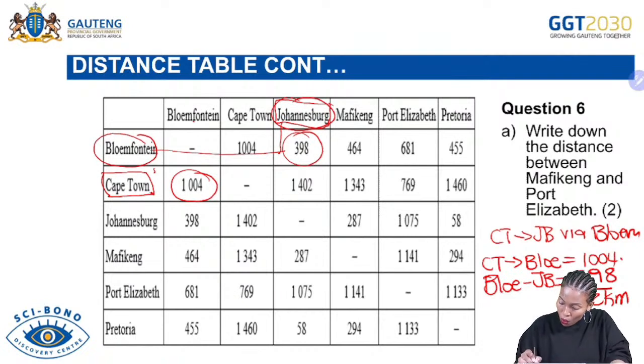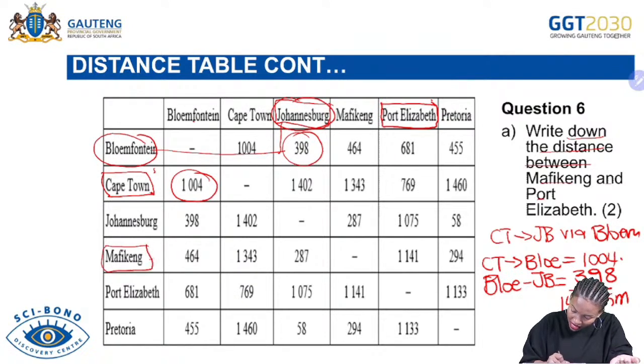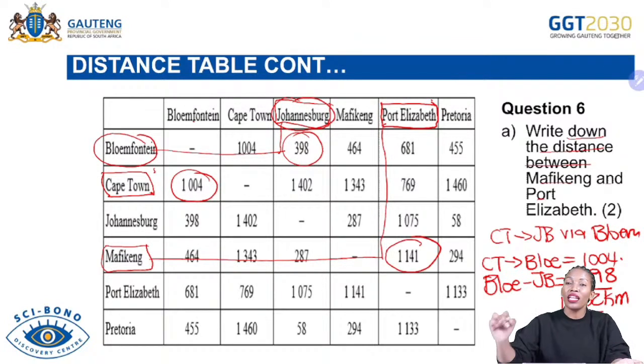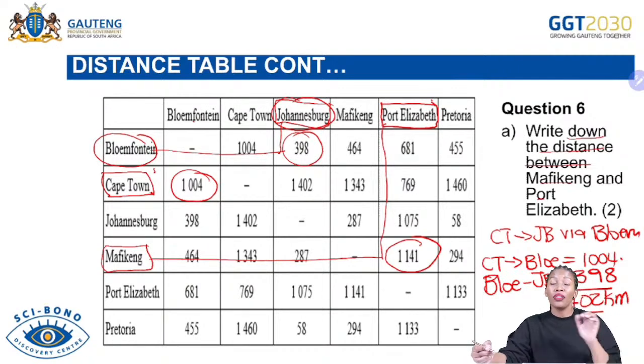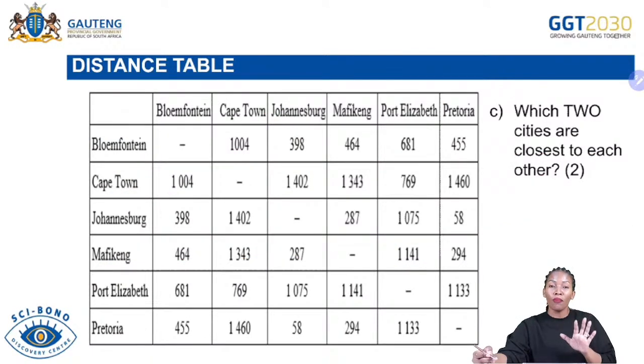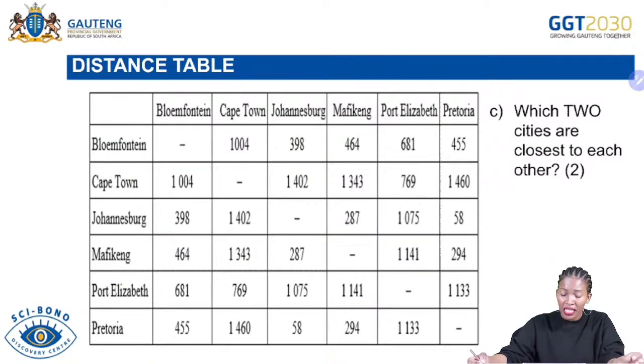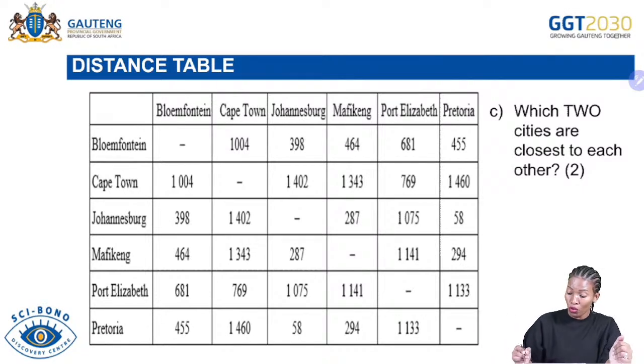So here is another question. Write down the distance between Mafikeng and Port Elizabeth. So this is Port Elizabeth. This is Mafikeng. What is the distance between the two places? It is 1,141 kilometers. That is the distance between the two places. Guys, please make sure that you go and revise these maps as you prepare for your upcoming June exams. Remember, the section of the maps will be on your paper.